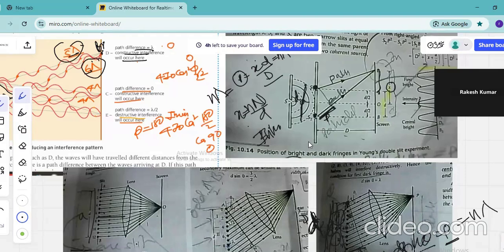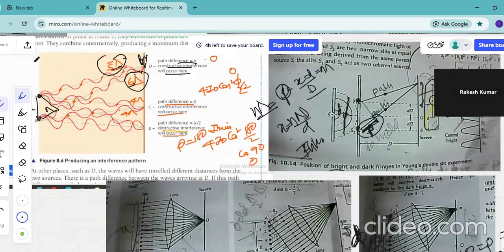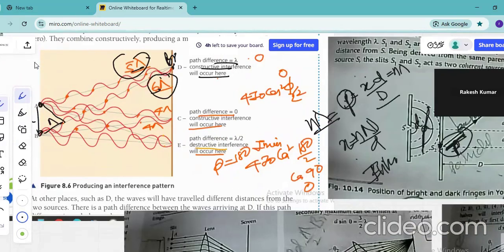So if you have two point sources and there's a path difference, which relates to the point on the screen x, the path difference is equal to xd by D. If this path difference is n lambda, one wave is coming and covering 5 lambdas, the other wave from the other source covering 6 lambdas, there's a difference of 1 lambda. And if there's a difference of 1 lambda, they will come in phase and it will be a bright spot.